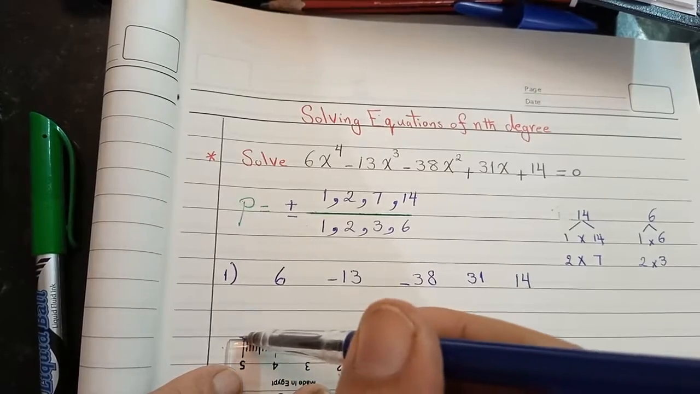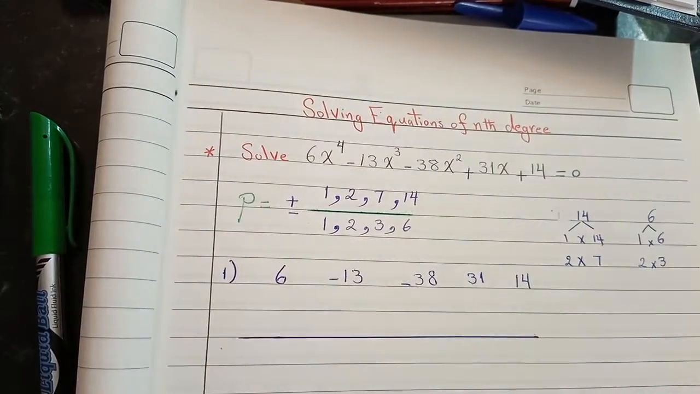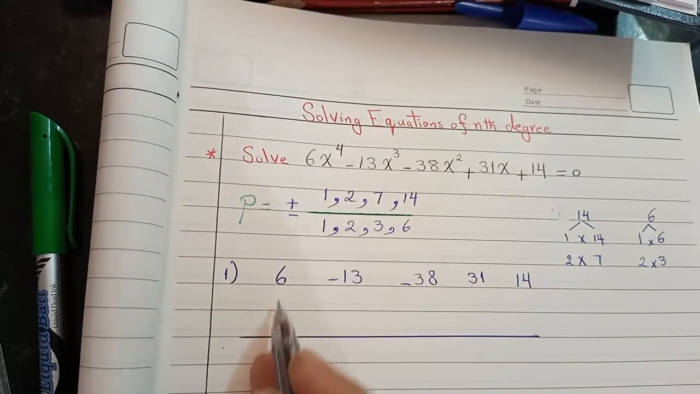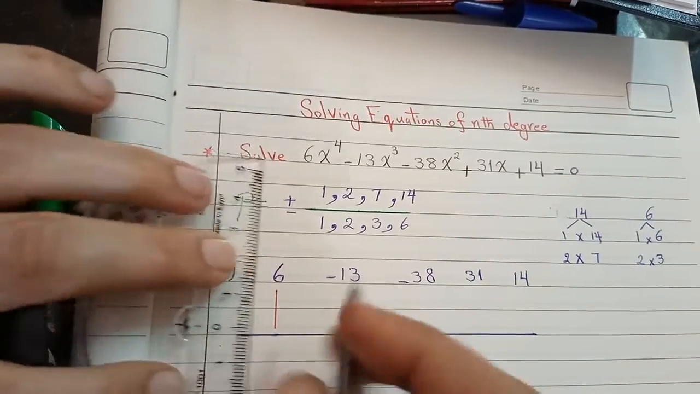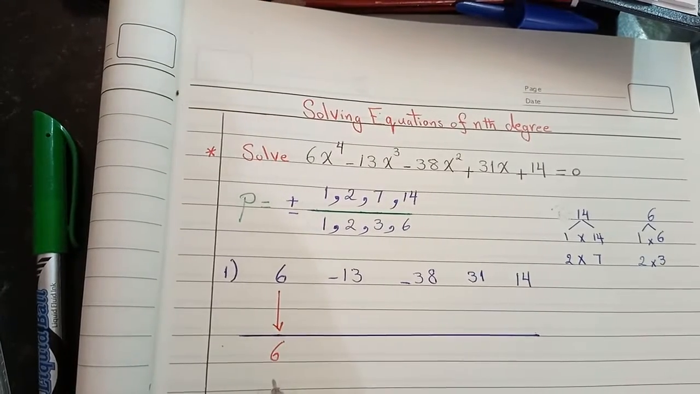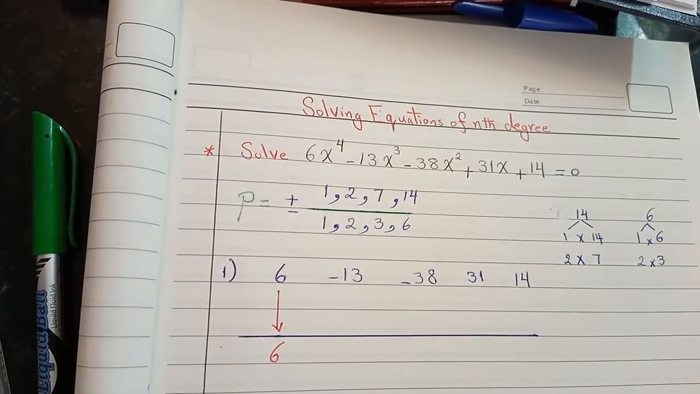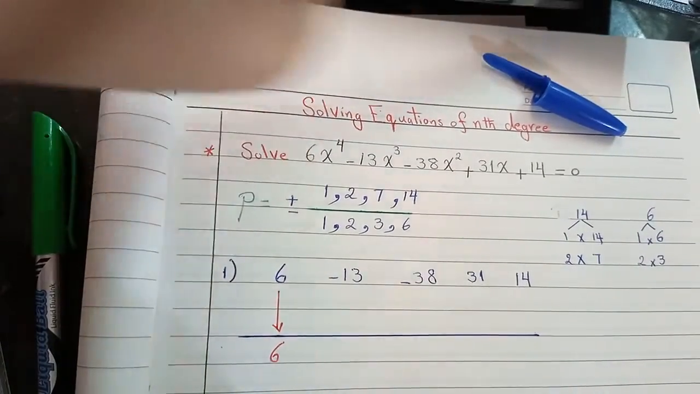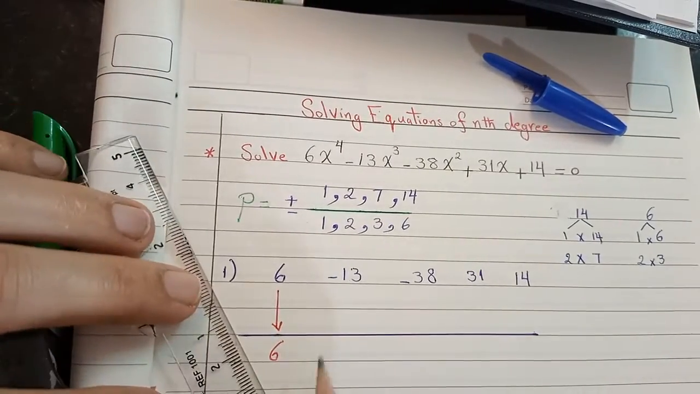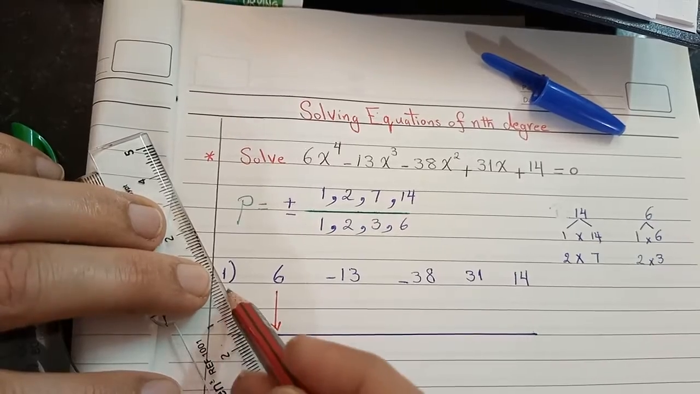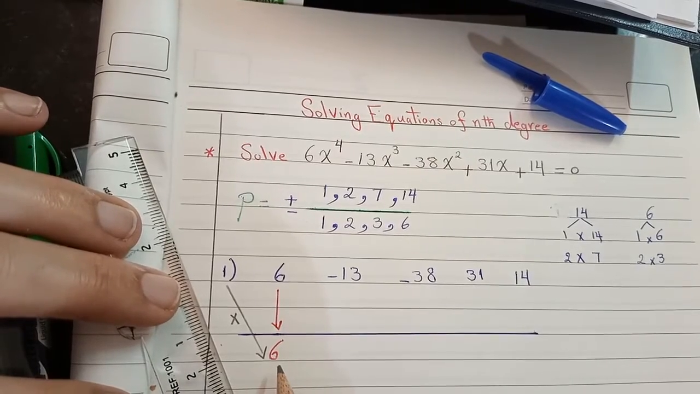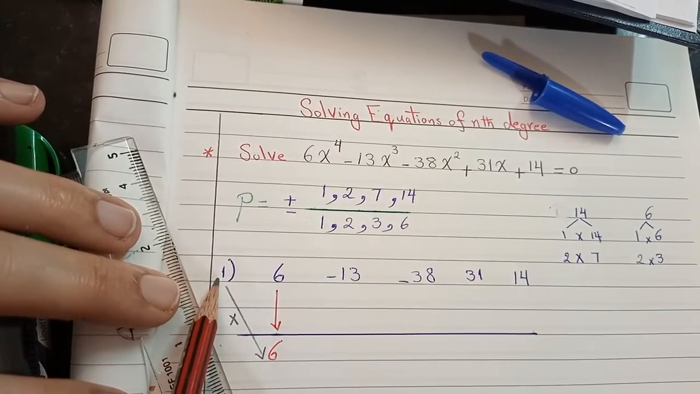And please focus on the next steps. First, drop down the first coefficient to be under this line. 6 is down here. Then I'm gonna show you what to do next after dropping down the first coefficient. The number you are trying is multiplied by the number you have dropped down. So the number we are trying here is positive 1.